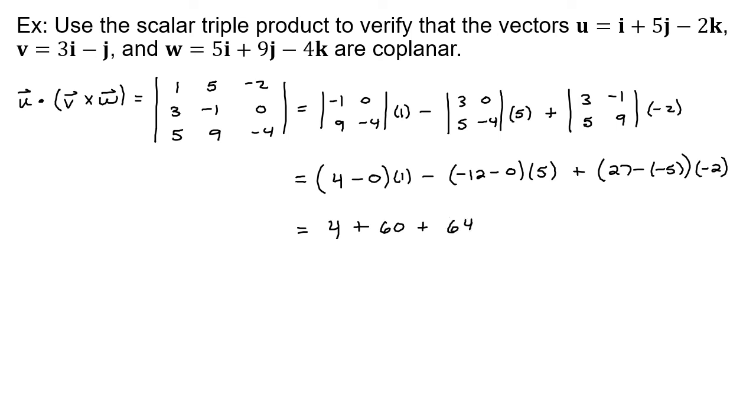The fact that it's negative 2, though, makes this actually a minus sign. So the negative 2 times the 32 makes negative 64. This stuff actually does come out to be 0. And so since it does come out to be 0, these things are coplanar. I can't spell coplanar. So what you're looking for is just to make sure that it comes out to be 0.